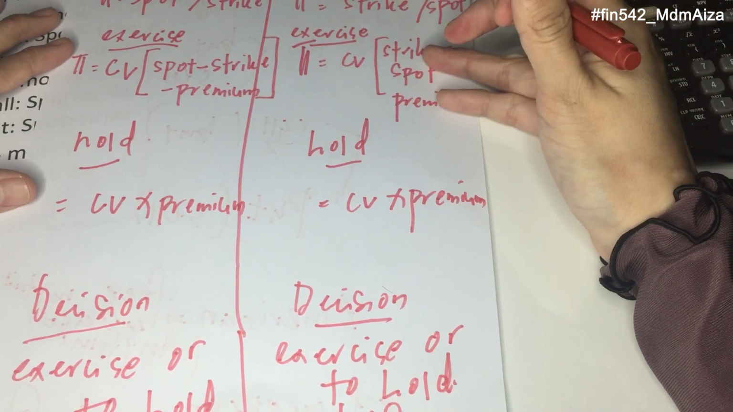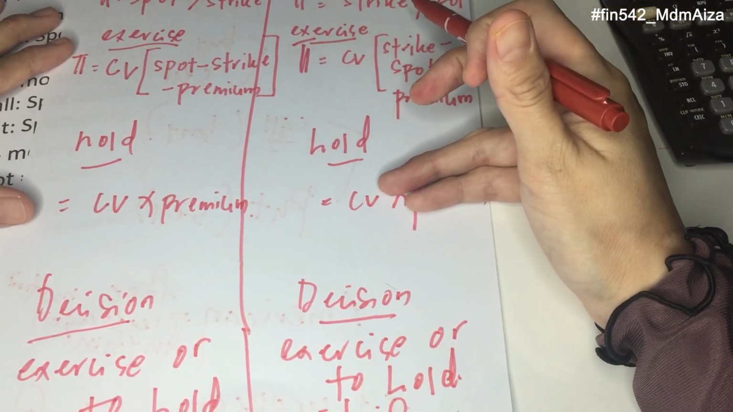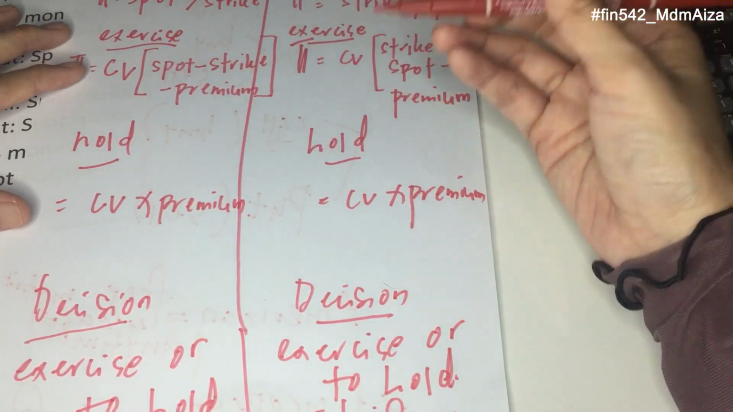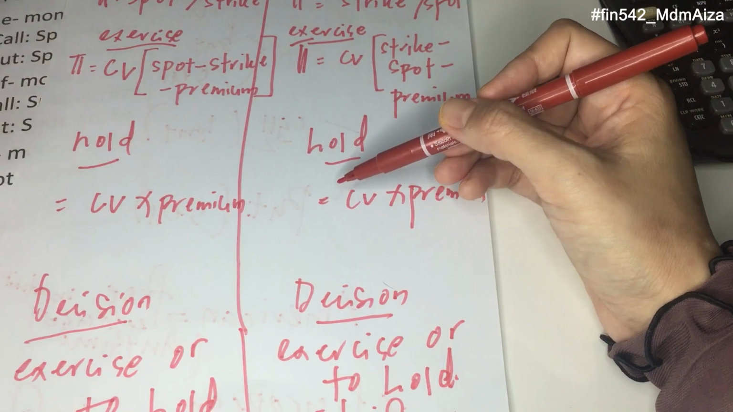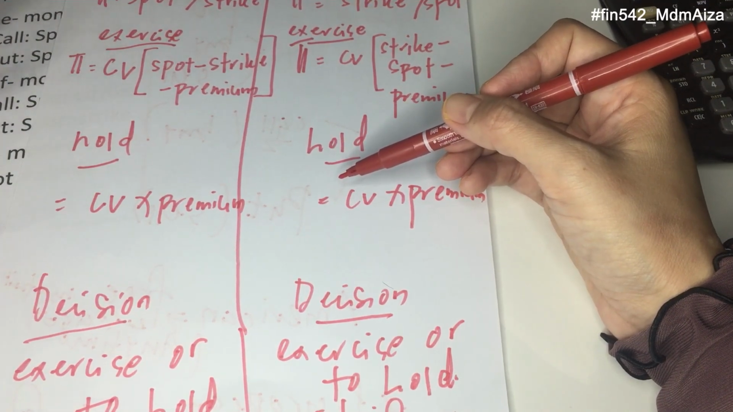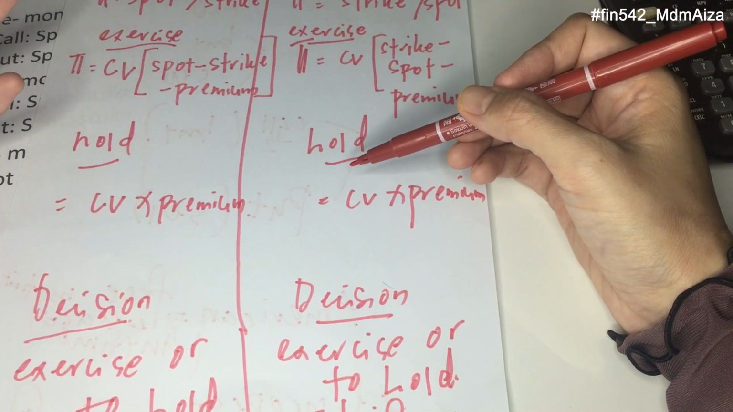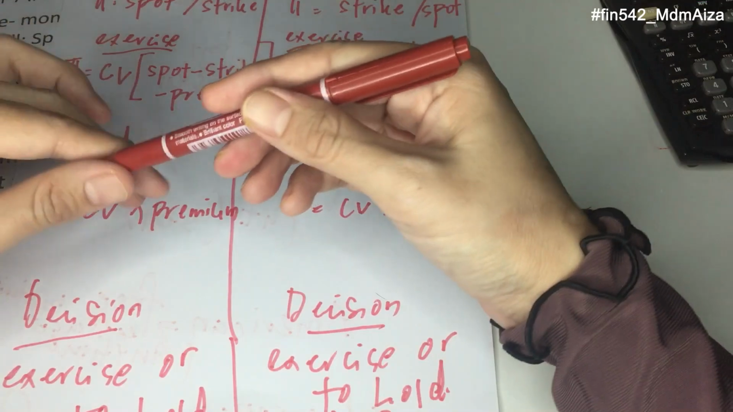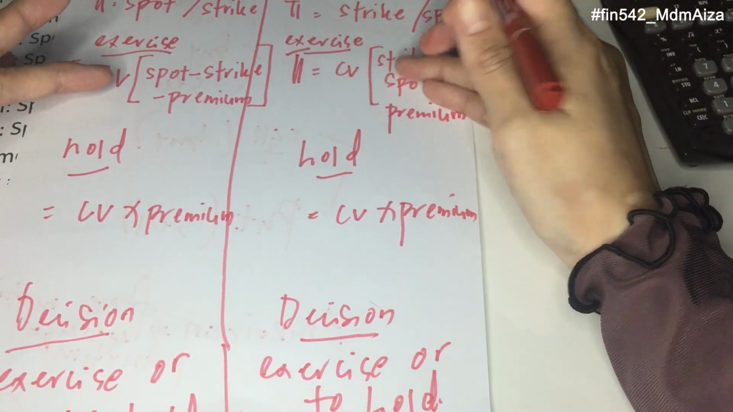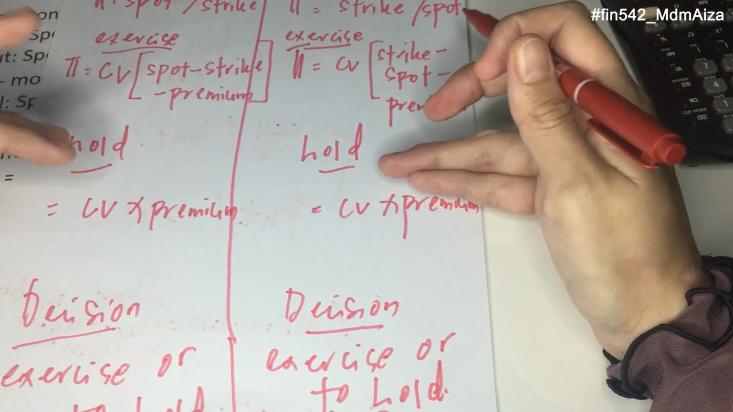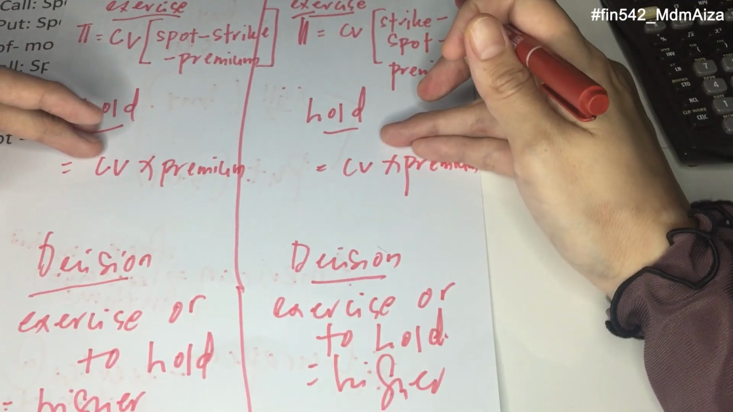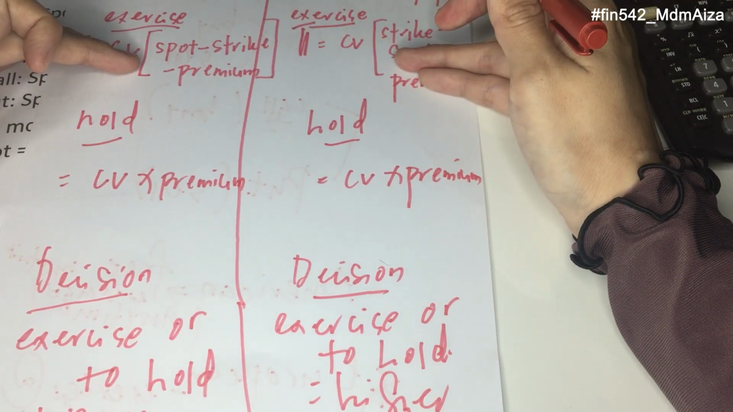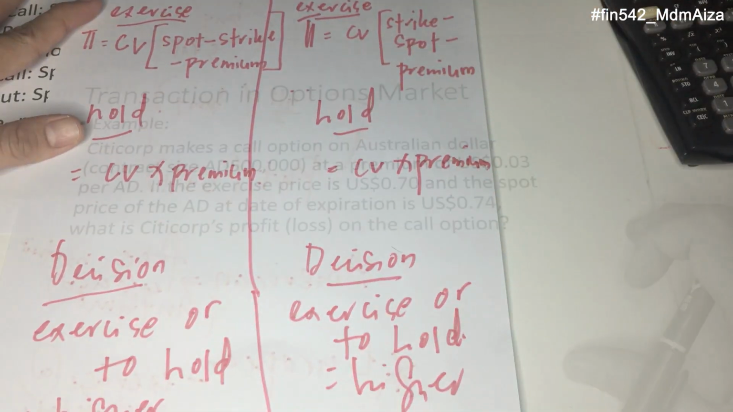If exercising gives you a profit of 1,000, and if you hold, you need to pay the premium to the brokerage, which is a cost with cash outflow, so we assume it's a loss. So definitely you will prefer to exercise. But if the exercise result is negative 1,000 and holding is negative 500, better we hold, because we only incur a cost of negative 500 instead of a loss of 1,000. Okay, faham? Alright.